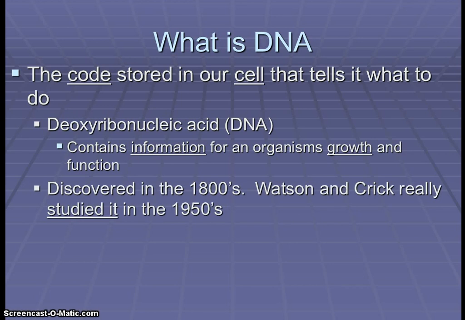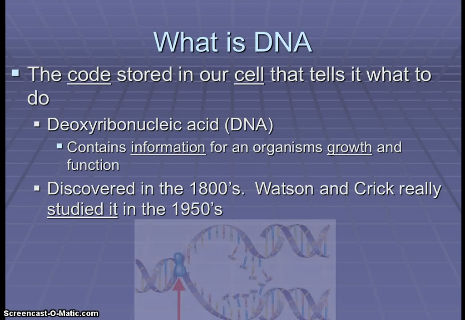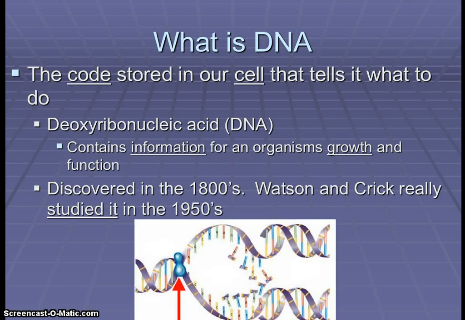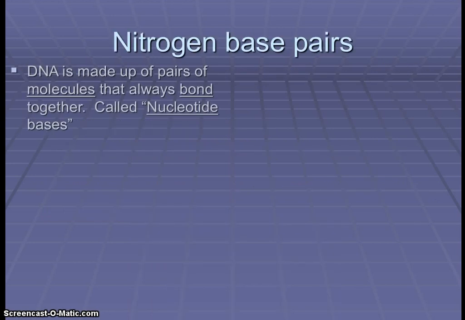DNA was first discovered in the 1800s, but it wasn't really understood until Watson and Crick studied it in the 1950s. It was these two scientists who first discovered that DNA's structure is a double helix. And that double helix is made up of nitrogen base pairs.